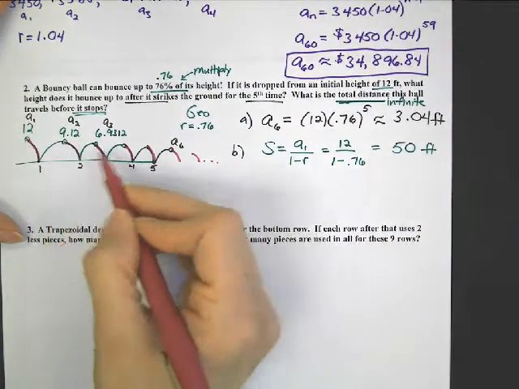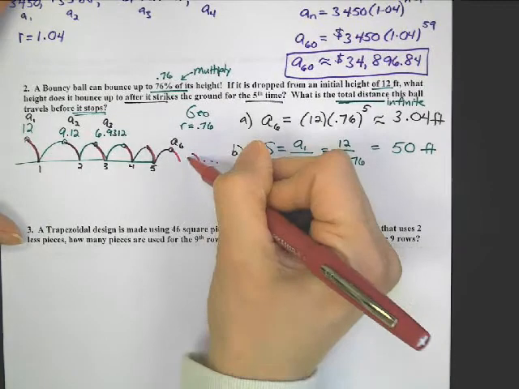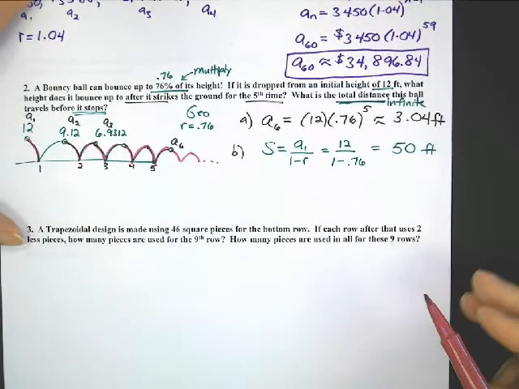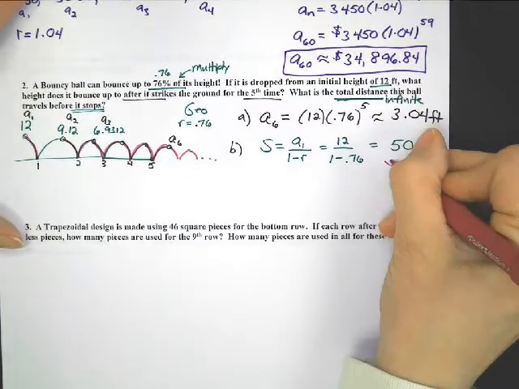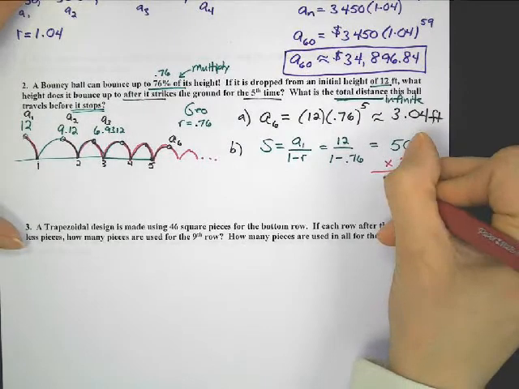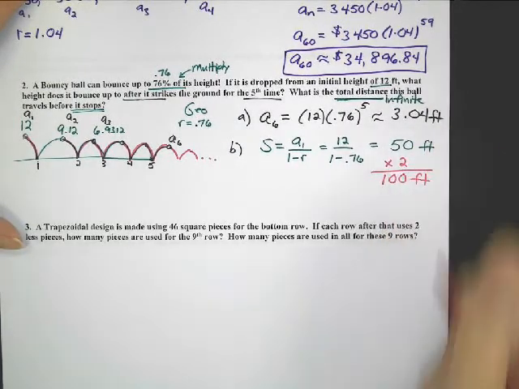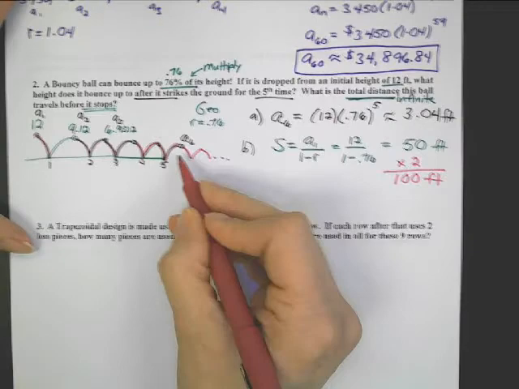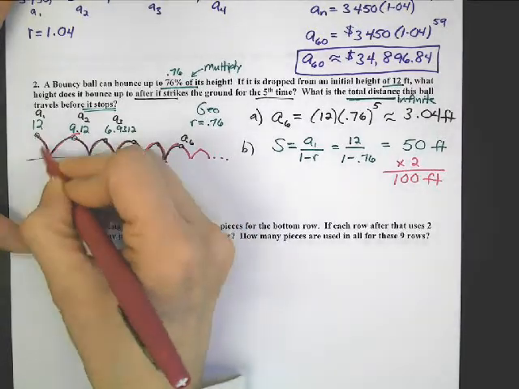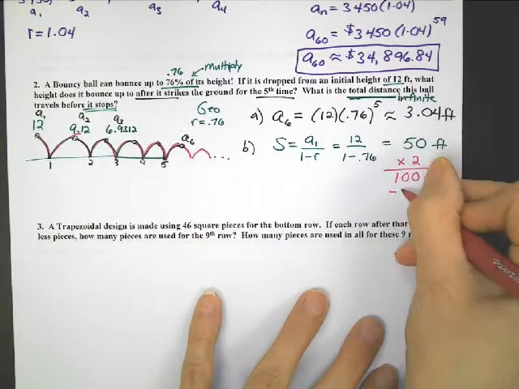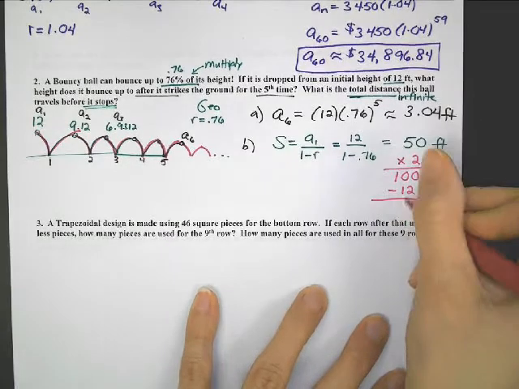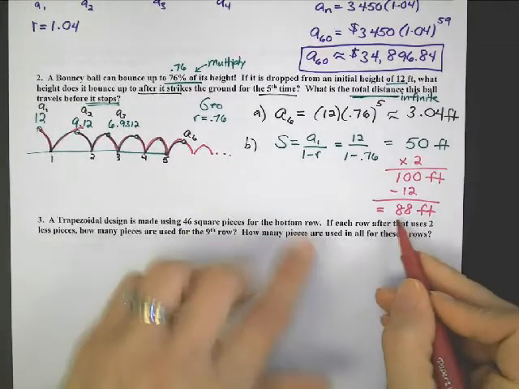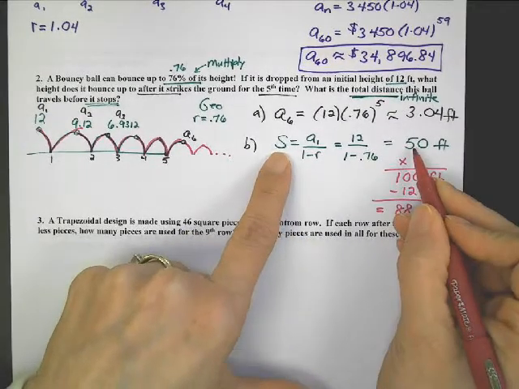But the ball doesn't just keep dropping down, does it? Remember how the ball bounces up and then goes down? So I need to take this infinite sum right here, and I need to multiply it by 2. So does the ball bounce for 100 feet? And the answer to that is no, because they all don't have ups. The first one didn't have an up, so then we're going to subtract 12, and we're going to get 88 feet. Now what does 88 feet mean? Is that the S? That's not the S calculation.